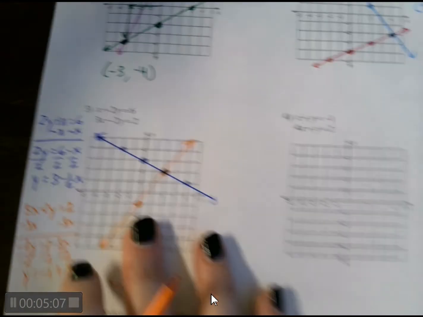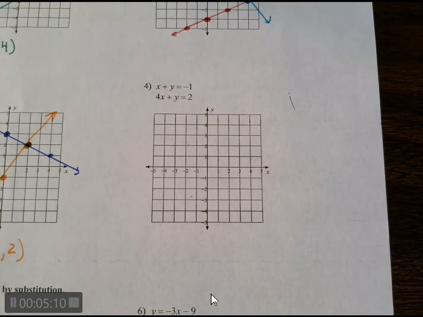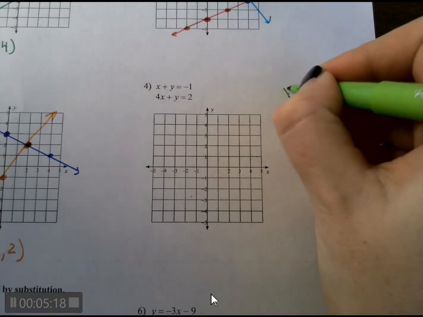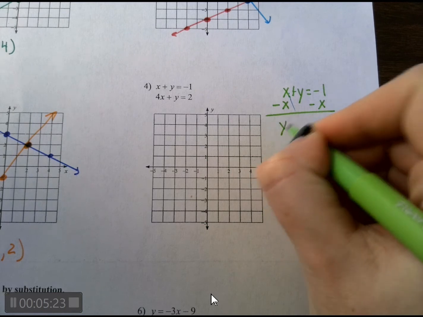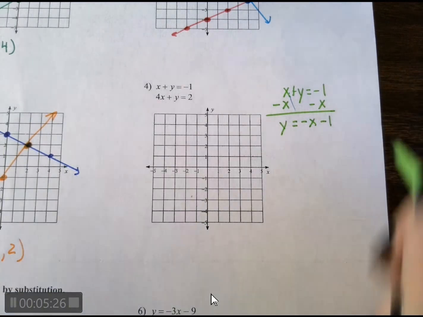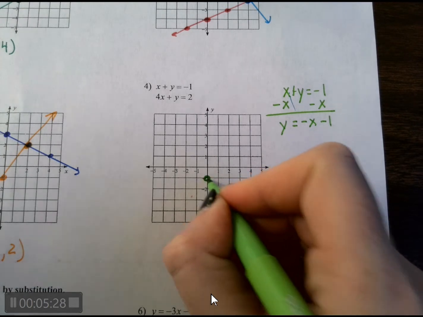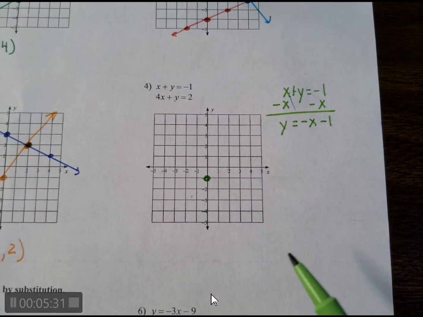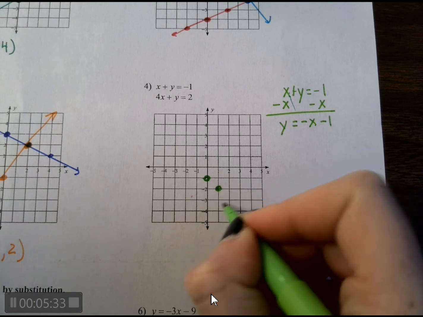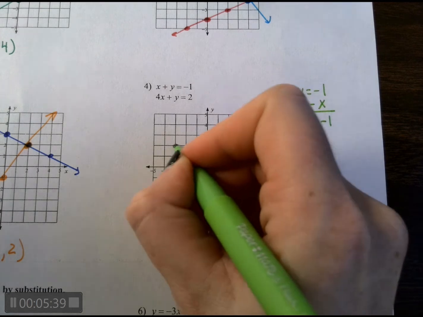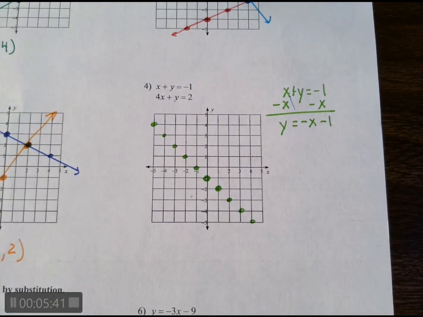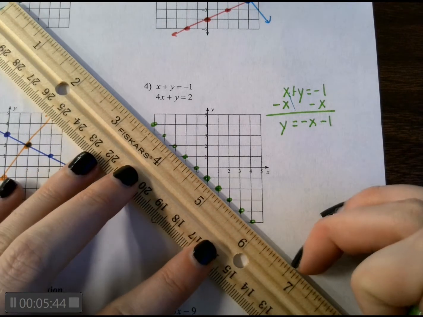Alright, and last one for graphing. This one is actually a little bit easier. So we have x plus y equals negative 1. So I'm going to subtract x from both sides to get y equals negative x minus 1. So we start down at negative 1, and because it's negative, it's negative 1 over 1, so we go down 1 to the right 1, down 1 to the right 1, and then up 1 to the left 1, and then we can draw our line.